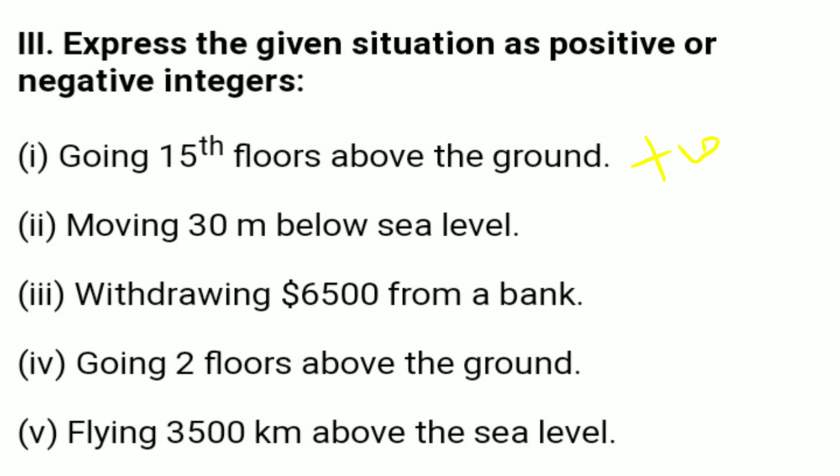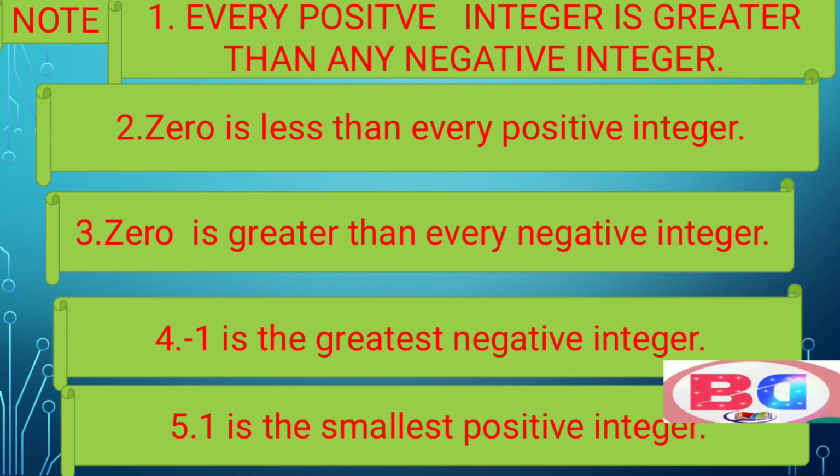Moving 30 meters below sea level is an indication of negative integers. Withdrawing 65,000 pounds from the bank is an indication of negative integers. Going 2 floors above the ground is an indication of positive integers. Flying 3500 kilometers above sea level is an indication of positive integers. You can observe the different situations related to positive and negative integers.